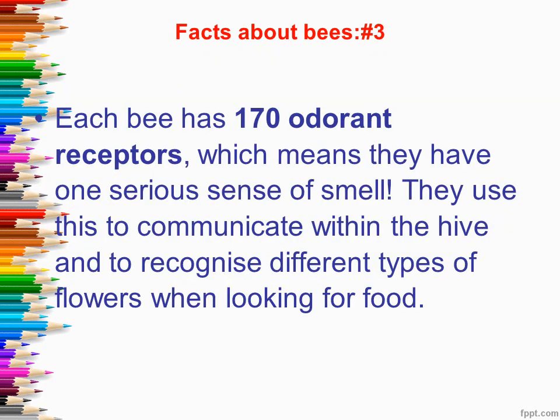Fact number 3. Each bee has 170 odorant receptors, which means they have one serious sense of smell. They use this to communicate within the hive and to recognize different types of flowers when looking for food.